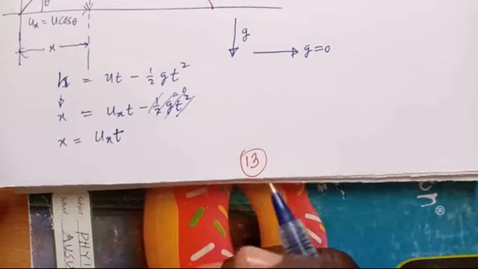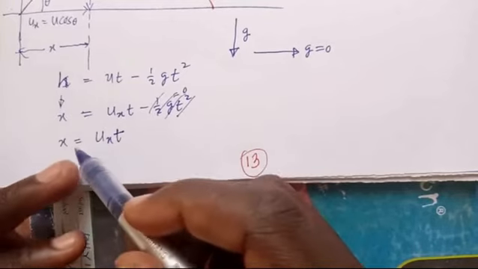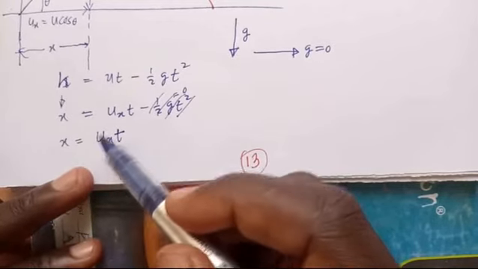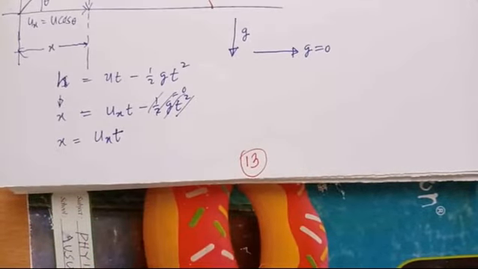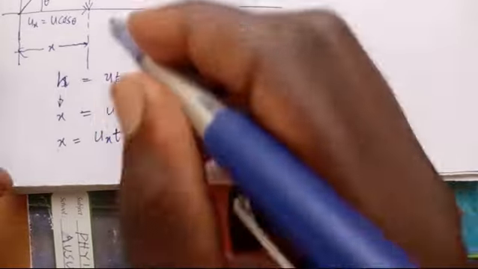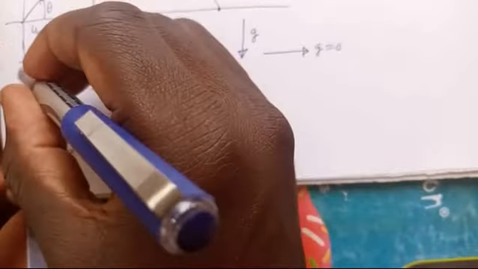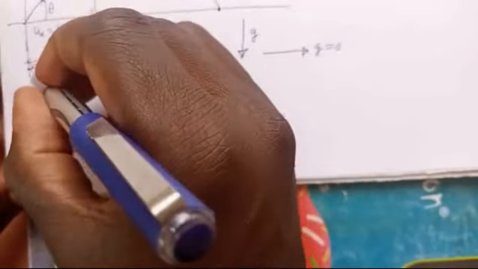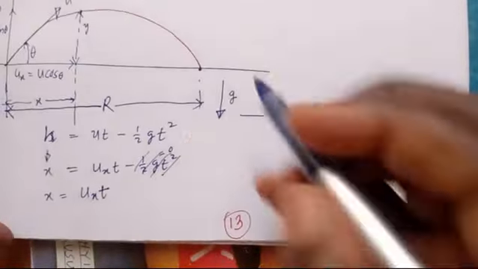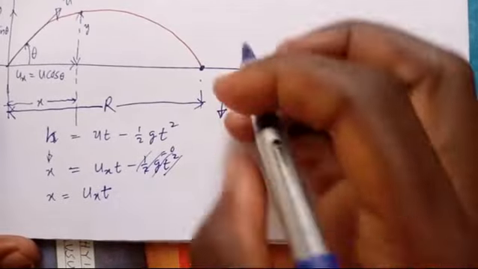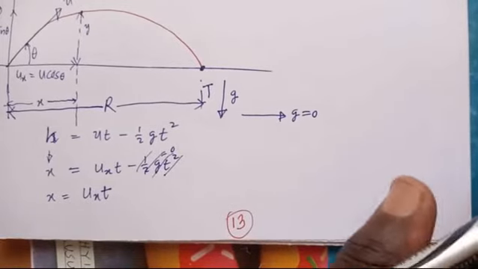So at any time I want to get the horizontal distance covered by a projectile, the horizontal distance x is given by the horizontal component of the velocity multiplied by the time taken to cover this distance x. Now, if I want to get the range, it is the maximum possible horizontal distance you can have, when the projectile reaches here. And when it reaches here, the time is no longer small t, my time is capital T, which is the time of flight.